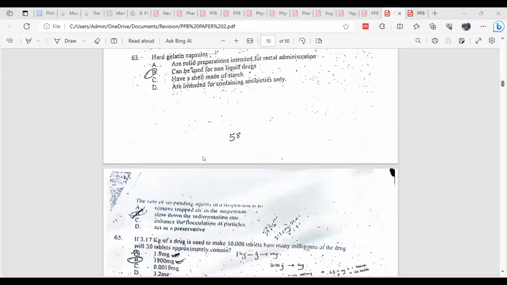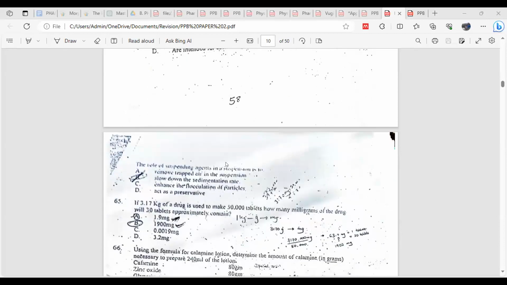The role of suspending agents in a suspension is to remove trapped air in the suspension, slow down sedimentation rate, enhance flocculation of particles, act as a preservative. Yeah, it's slow down, because most suspensions are prone to sedimentation.